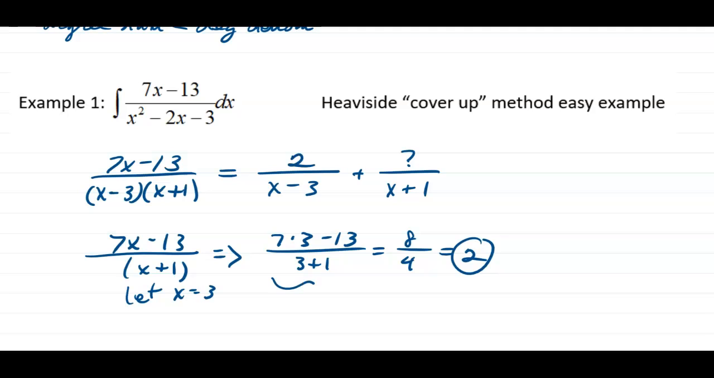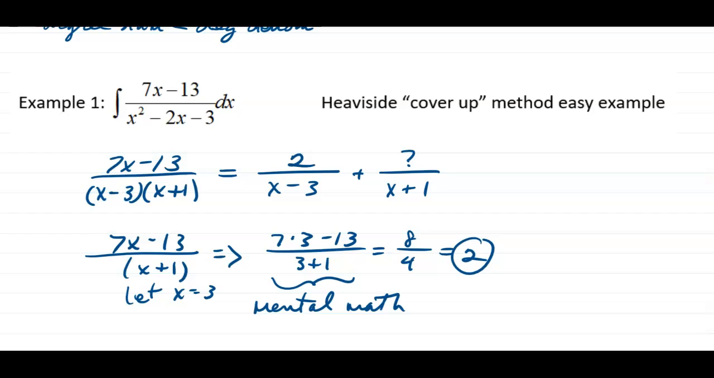Now you can see here that the math is very simple, and this can be done as mental math, which means you can do the cover-up of the x minus 3 over here and just plug in 3 and do that in your head and then put the 2 in.